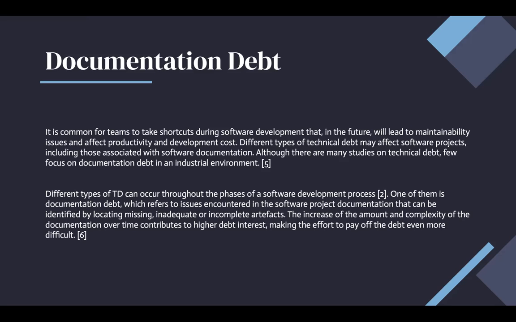The increase in the complexity of documentation over time contributes to higher debt interest, making the effort to pay off the debts even more difficult. So what happens is, if a lack of information or a missing piece of information isn't provided or discovered, it will definitely cascade down to the further features or processes that need to occur after that particular one. So the effect of it is actually multiplied. It's like a building with faulty foundations. Once the foundation is faulty, definitely the building structure itself has been compromised from the beginning.